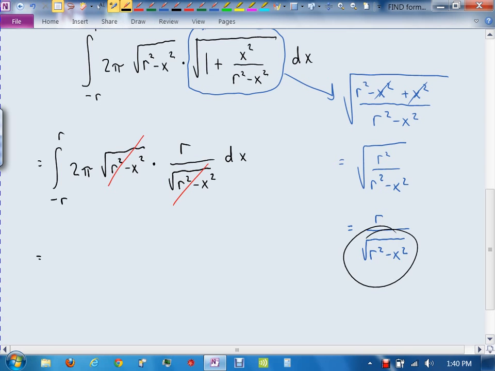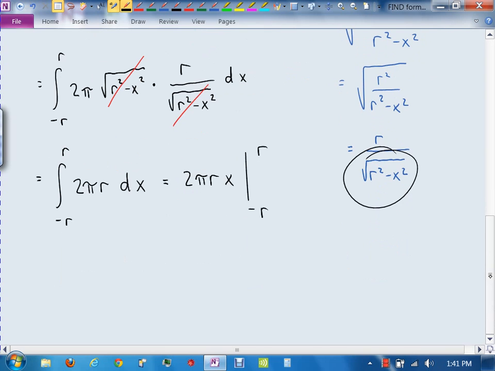It's circumference. What's that? What's left? 2 pi r dx. And so everything in there is a constant, isn't it? What's the antiderivative of 2 pi r with respect to x? 2 pi rx integrated from here to here, right? Because 2 pi r, these are all just numbers, like 5. The antiderivative of 5 with respect to x is 5x, right? So 2 pi r, antiderivative is 2 pi rx.